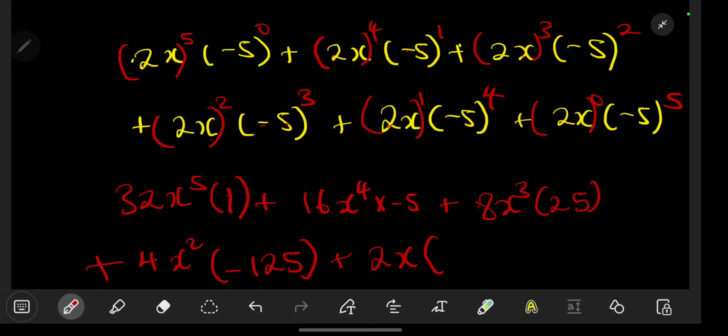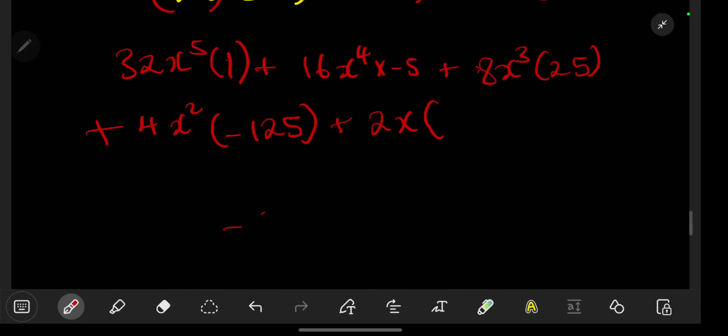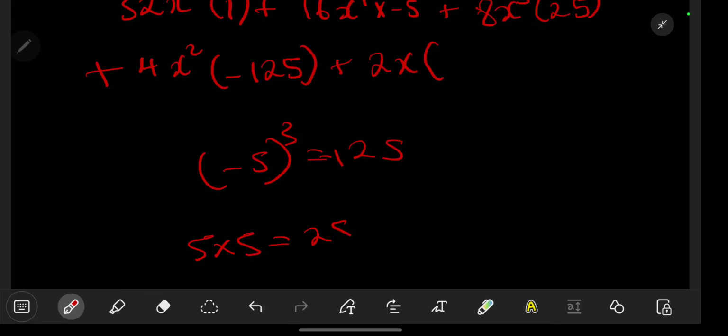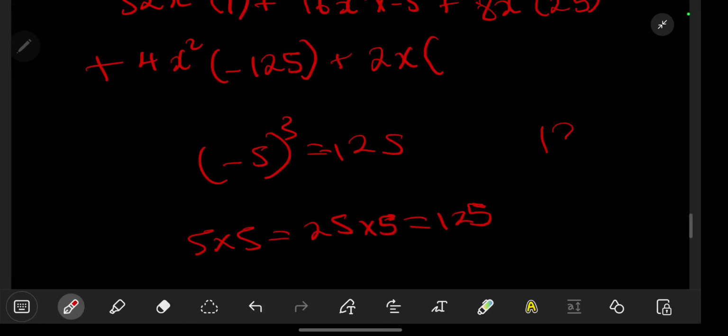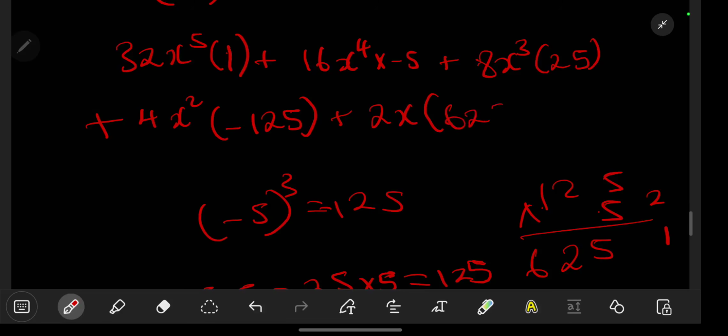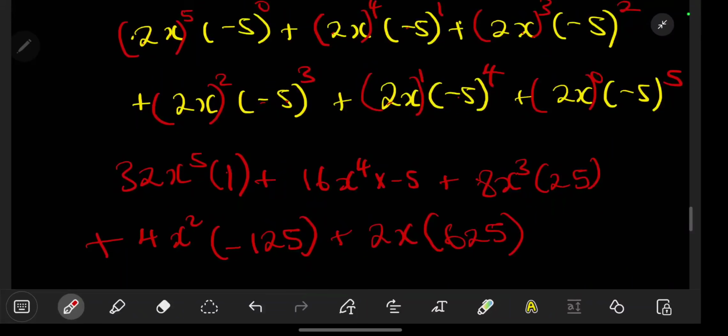Then we have negative 5 to the power of 4. If negative 5 to the power 3 is equal to negative 125, because 5 times 5 is 25, times another 5 gives us 125, now for negative 5 to the power of 4 we say 125 times 5. 5 times 5 is 25, so we write 5 remainder 2. 5 times 2 is 10, plus 2 is 12, so 2 remainder 1. 5 times 1 is 5, plus 1 gives 625. So we have 625.